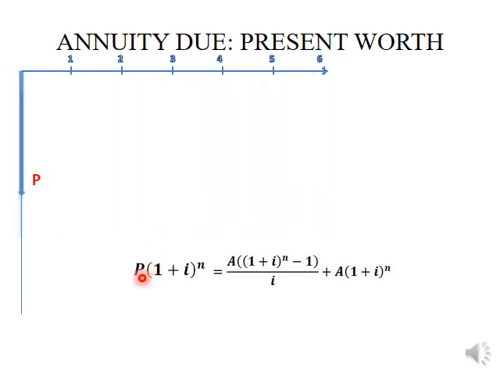The present worth of the annuity due is equal to this formula. Anyway, it's not difficult because we can actually analyze that based on the ordinary annuity only, and then plus the initial payment. As you can see, the first term here is the present worth of the ordinary annuity plus the down payment, which is the present amount.